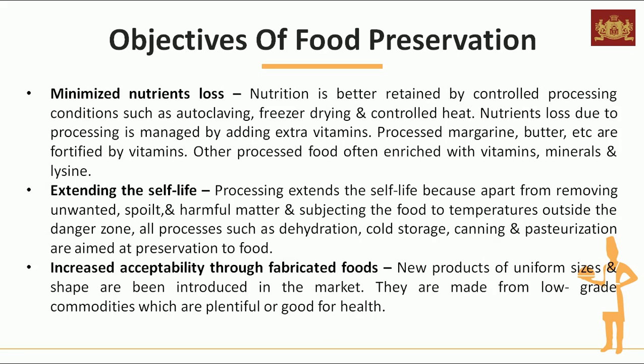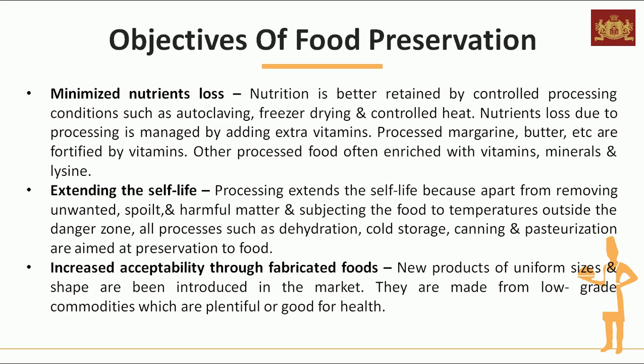Minimized nutrient loss. Nutrition is better retained by controlled processing conditions such as autoclaving, freeze drying and controlled heat. Nutrient loss due to processing is managed by adding extra vitamins. Processed margarine, butter, etc. are fortified by vitamins. Other processed food is often enriched with vitamins, minerals and lysine.